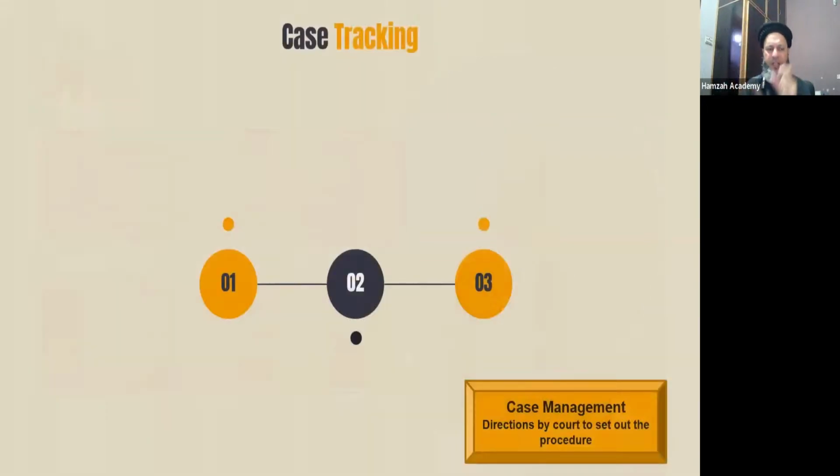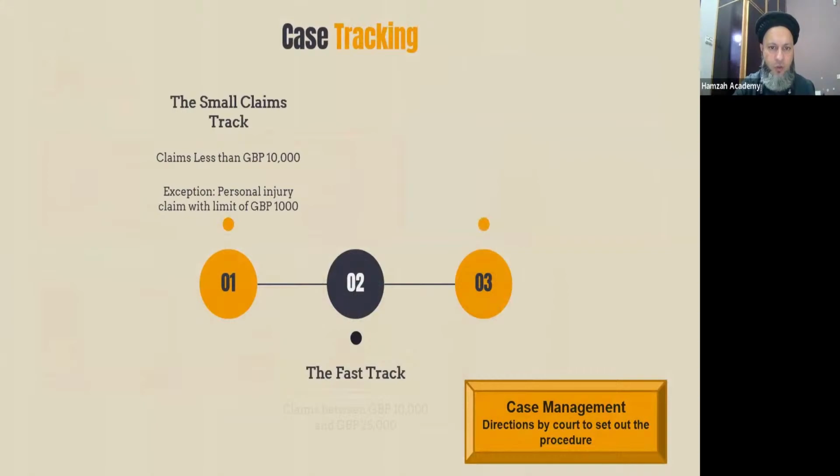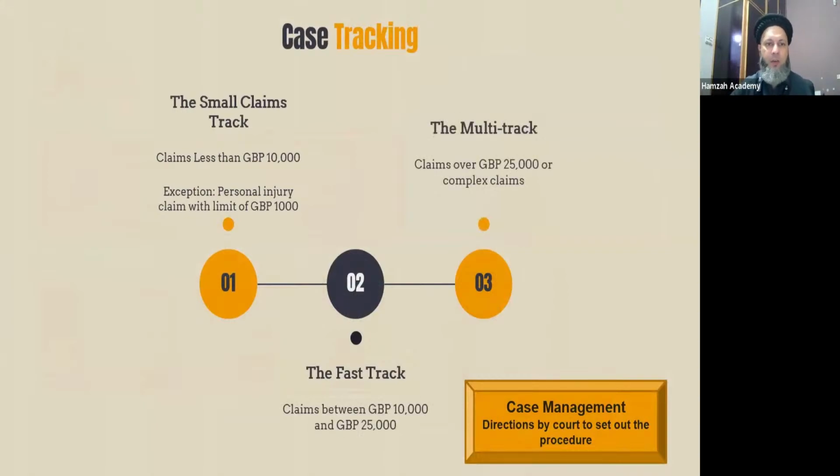Okay, a brief area of discussion: case management. Case management means how the cases will be heard in different types of courts. For example, just like we said earlier, sometimes the cases can start in the High Court as well. It depends on the value of the case. What is the monetary value of the case? So there is the small claims track, fast track, and multi-track. The small claims track is for claims that are less than 10,000 pounds. There is an exception to it if there is a personal injury case.